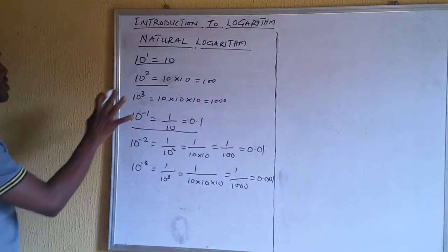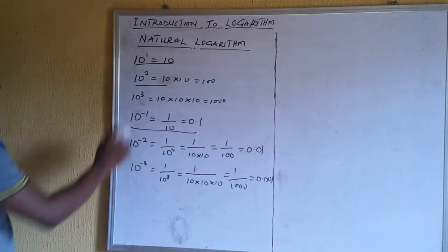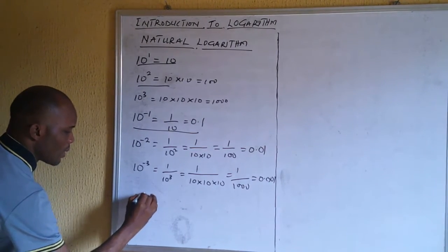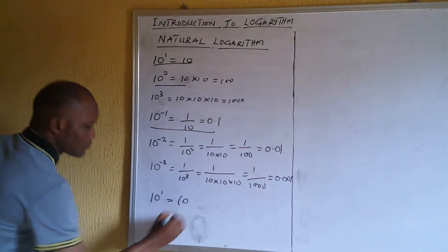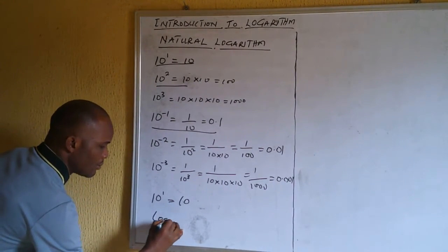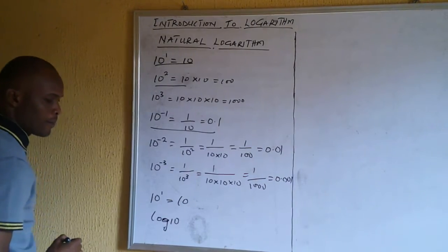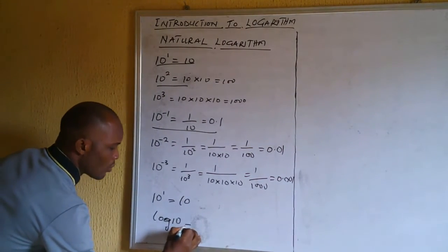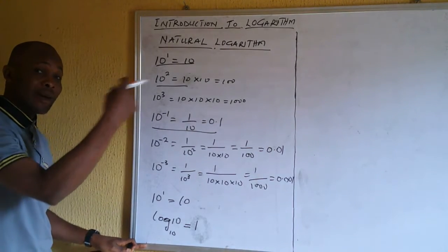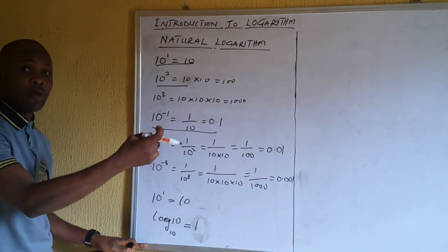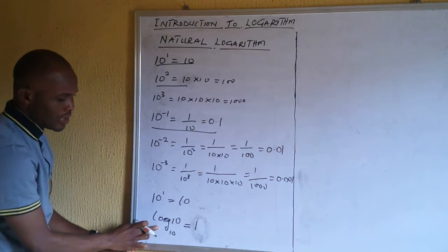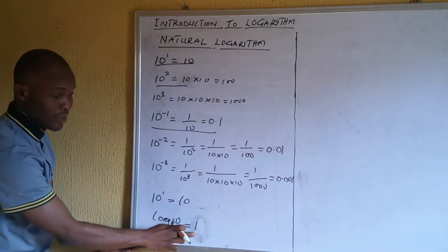Now, to change this to the form of logarithm, take the first one. We have 10 raised to the power of 1 equal to 10. This is interpreted as the logarithm of 10 to base 10 equal to 1. All of these things will be shown to you in our subsequent classes, where we'll be treating the laws of logarithm. So, logarithm of 10 to base 10 is equal to 1.